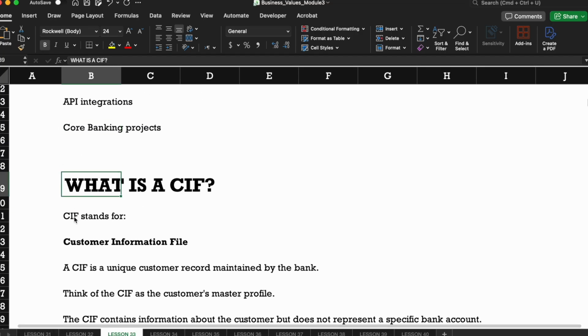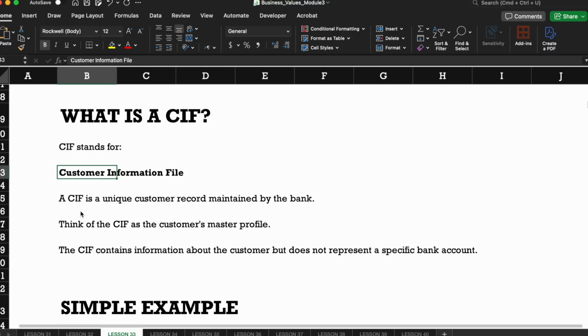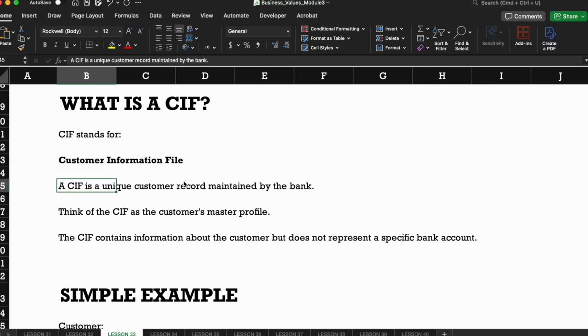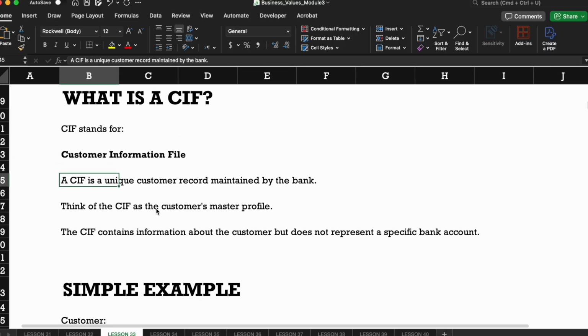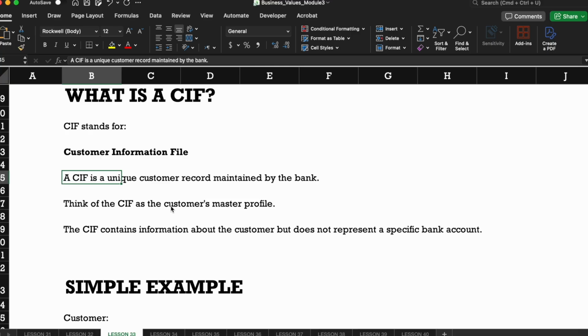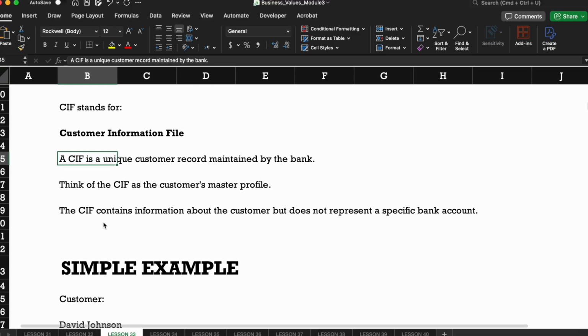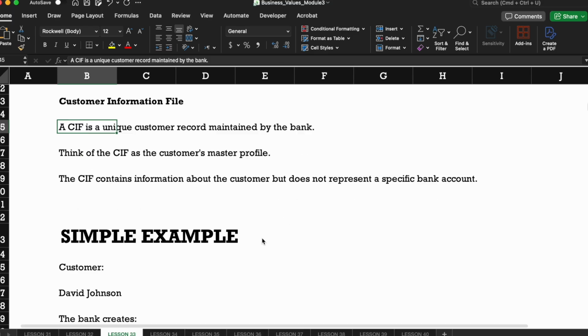So what is CIF? CIF stands for customer information file. A CIF is a unique customer record maintained by the bank. Think of the CIF as the master profile. The CIF contains information about the customer but does not represent a specific bank account.